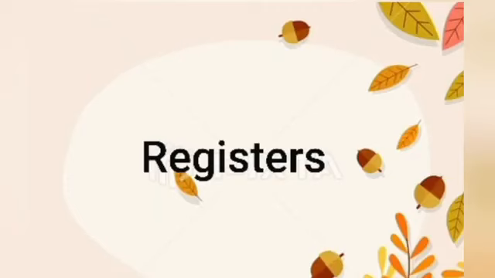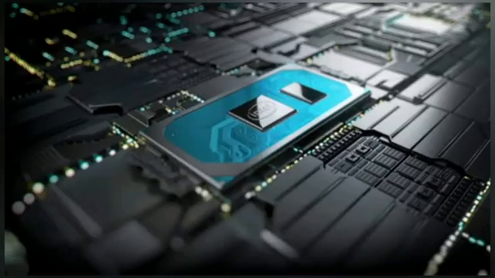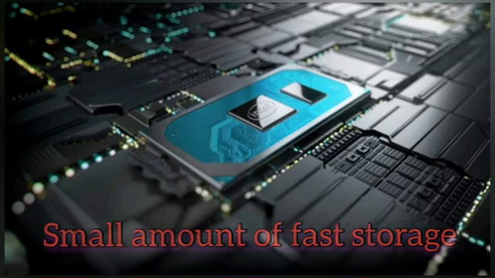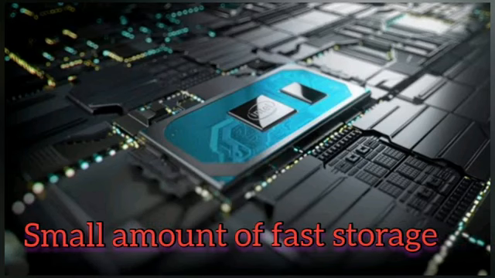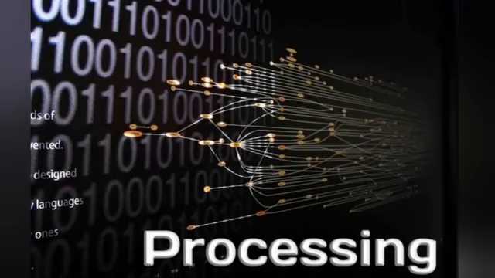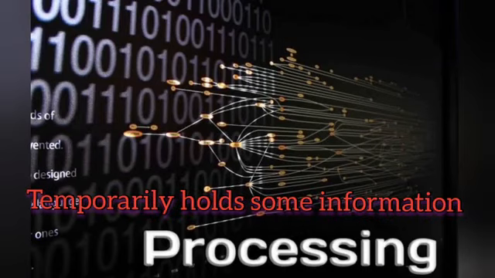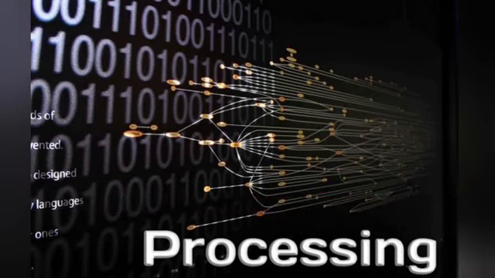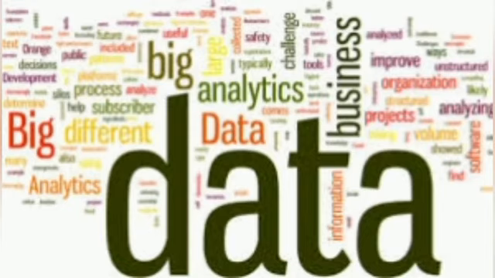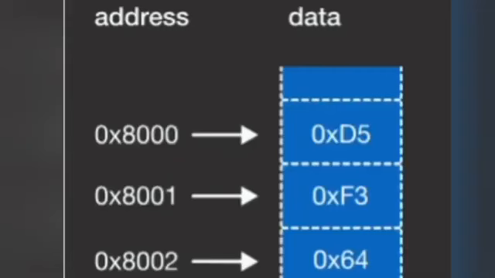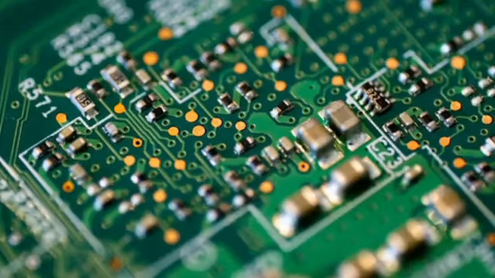Now let's see registers. Registers consist of a small amount of fast storage. The CPU uses registers to temporarily hold some important processing information during the time of processing. CPU may store some part data or some memory address or some instruction in its processor registers.